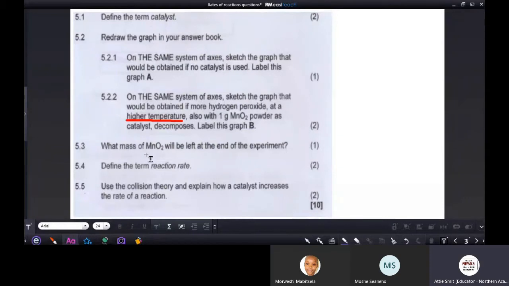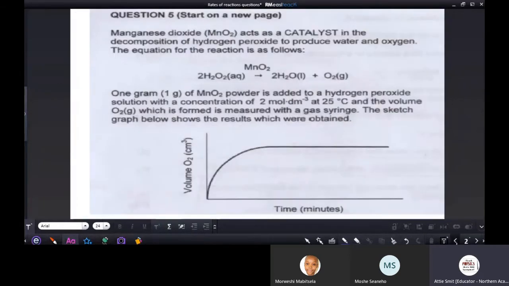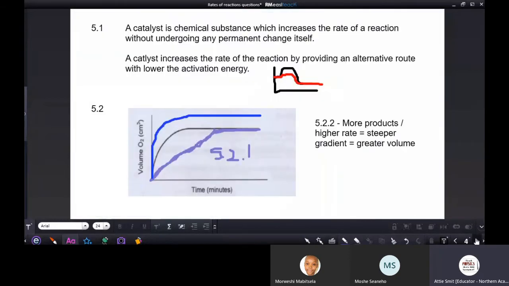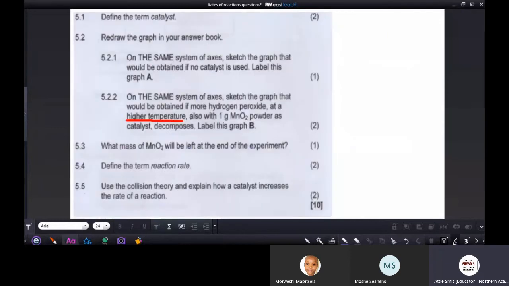What mass of MnO2 will be left at the end of the experiment? Now this is a stoichiometry question. What mass of the MnO2 will be present at the end? It's a catalyst. So what do we know about a catalyst? The catalyst is part of the reaction, but it never gets used up in the reaction. So the question is, what mass of MnO2 will be left?